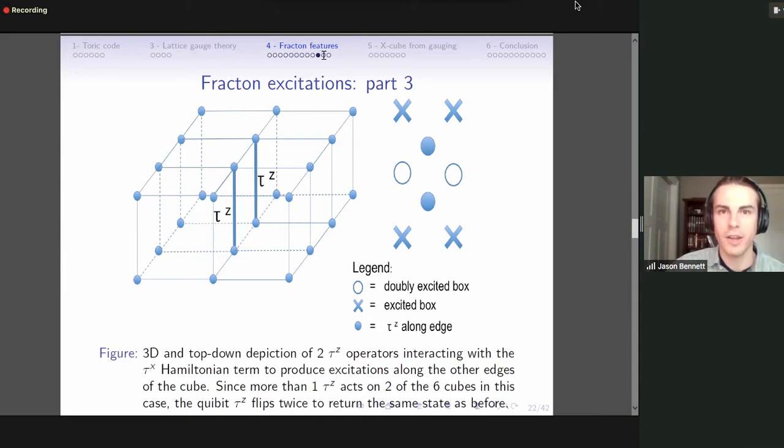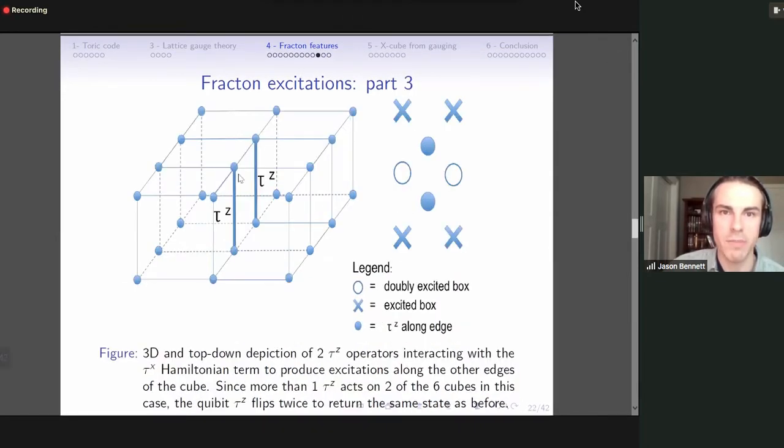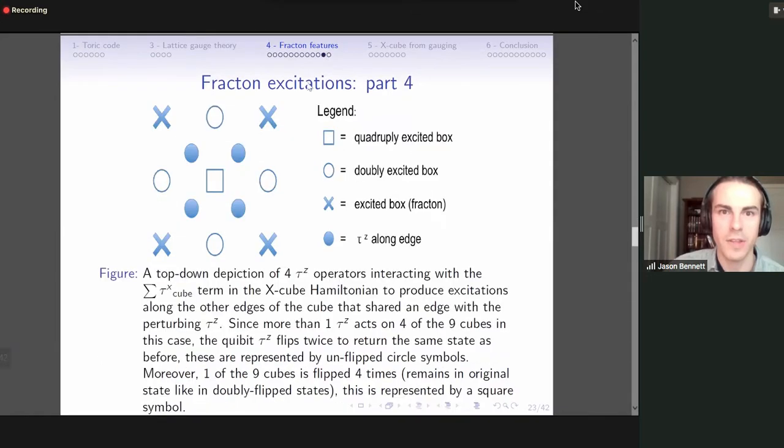4 is even more clear, and it starts to be the case where we can see what we mean by you can't move a fracton, you can only make copies of it. Now that we have 4 tau z's, I did away with the 3D because it was getting kind of tedious to keep making that in PowerPoint. Now I have 4 tau z's.